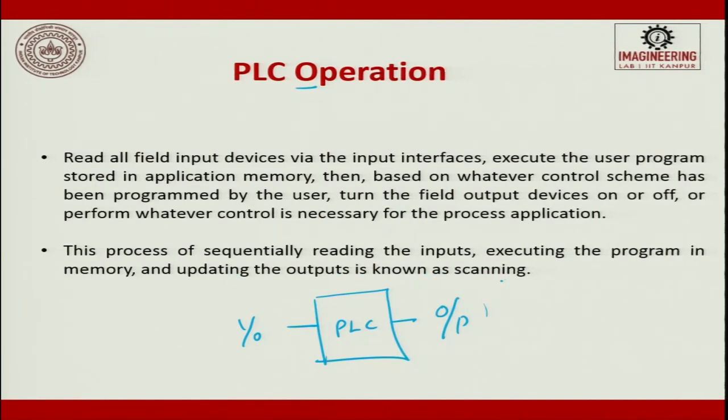This process of sequentially reading the input, executing the program in memory and updating the output is known as scanning. Just an analogy, let us assume that you are going in a car and driving at 80 kilometers per hour on a clean road. Involuntarily, your eye starts scanning from one extreme end to the other extreme end. Your scanning speed will be very high, so you will quickly scan within a second from left extreme to right extreme. Assume that there is an object falling from the top at this point.